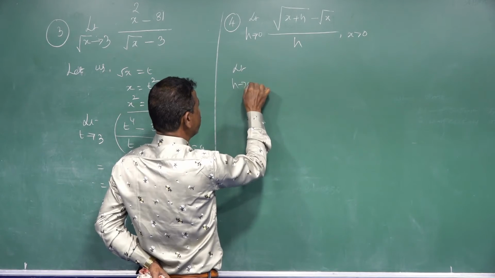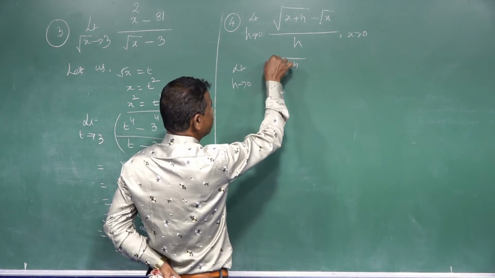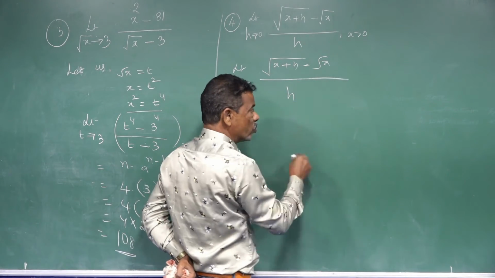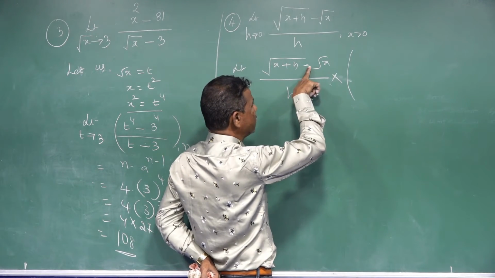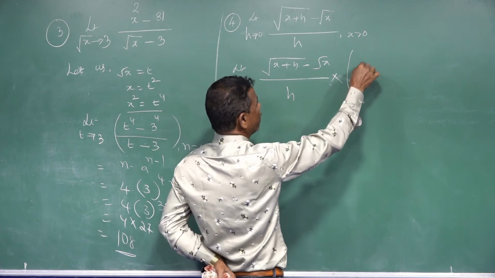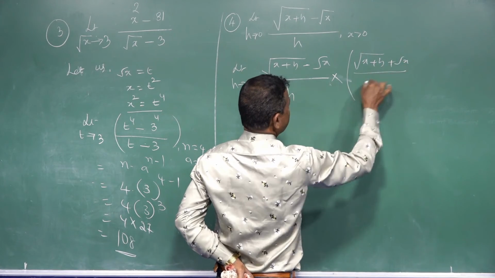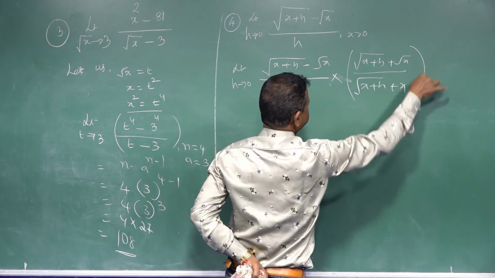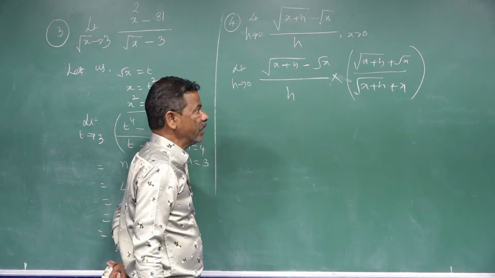Limit h tends to 0 is given: root of x plus h minus root of x, division h. So, by using the rationalized method, here instead of minus put plus, multiplication in numerator and denominator: root of x plus h plus root x by root of x plus h plus root x. This is the rationalization method.